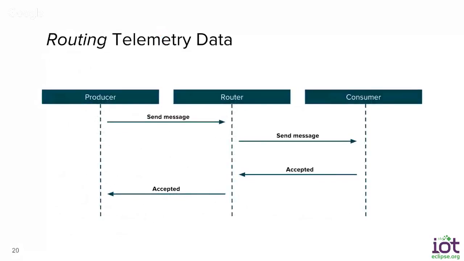If you go on, this is used to illustrate the difference between routing telemetry data to a consumer versus brokering. So in the routing use case, as you can see, the router in the middle never really takes responsibility of the message. It just receives the message from the producer and routes it to a viable consumer. And the consumer then can indicate that it has accepted the message, and that acknowledgement is then again routed back to the producer.